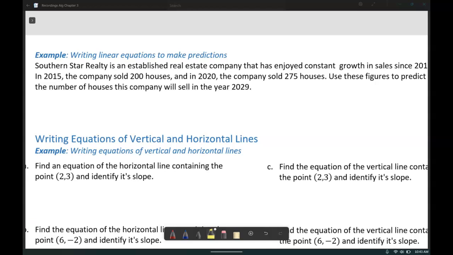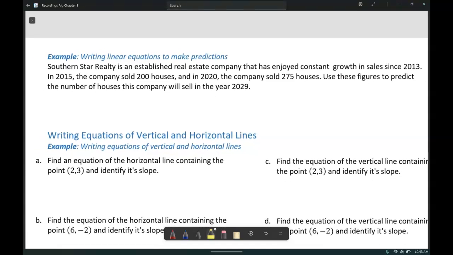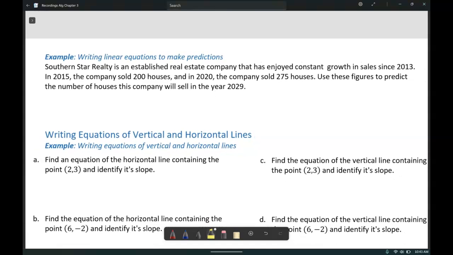Let's also apply our understanding to a word problem. Southern Star Realty is an established real estate company that's enjoyed constant growth in sales since 2013.